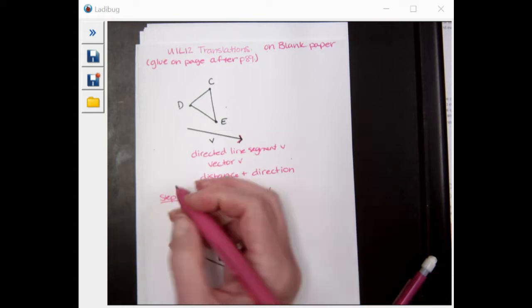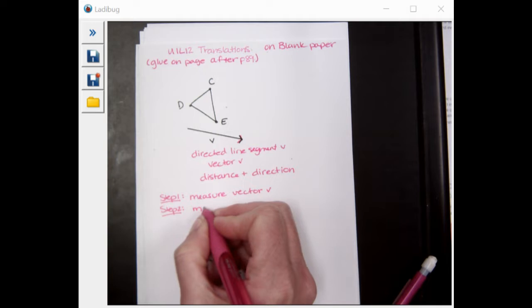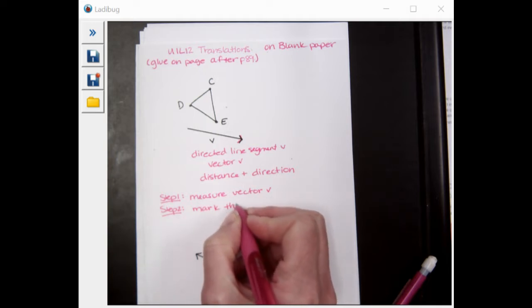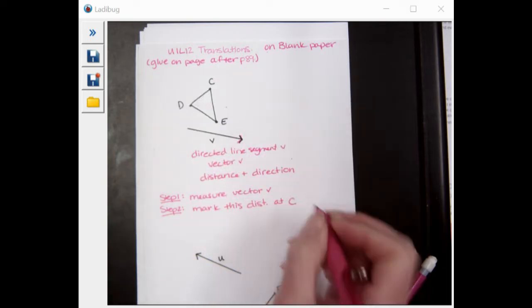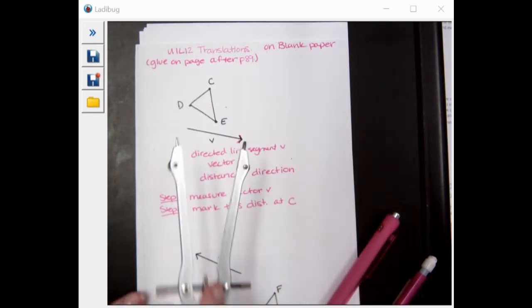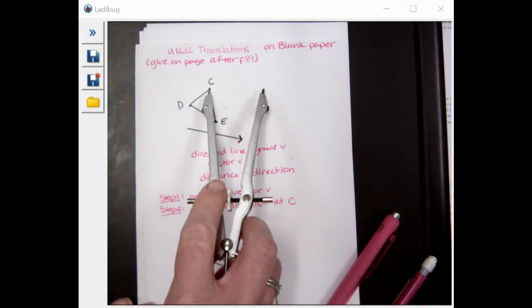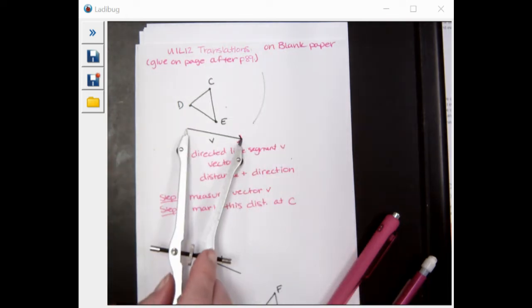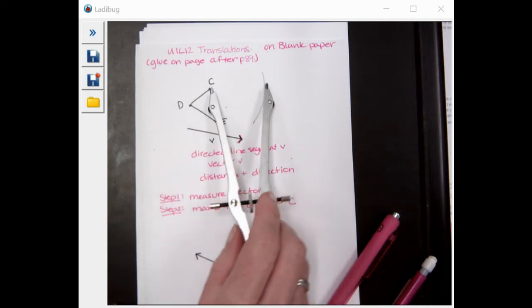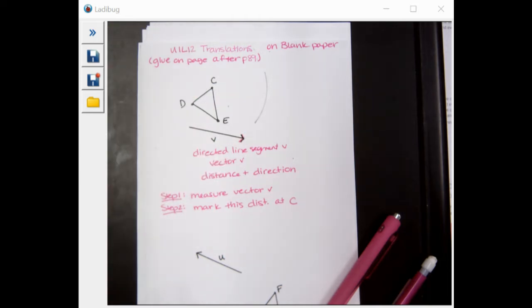So my next step after I do that, my step 2, is to mark this distance at, and I could pick any of my 3 points. I'm going to start at C. We'll go alphabetically. So I'm going to move my needle to C, and I'm going to mark an arc that is this distance away. So this distance is what's all along this arc. My C prime is somewhere on this arc. I don't know where it is yet, but C prime will be in this arc.